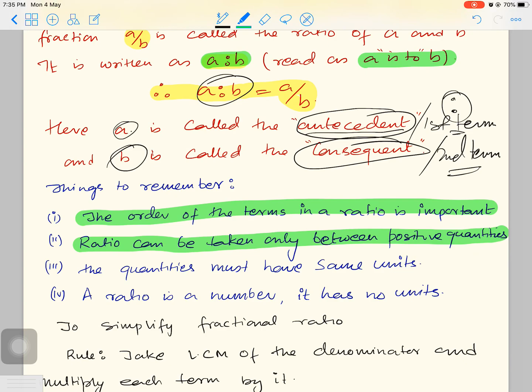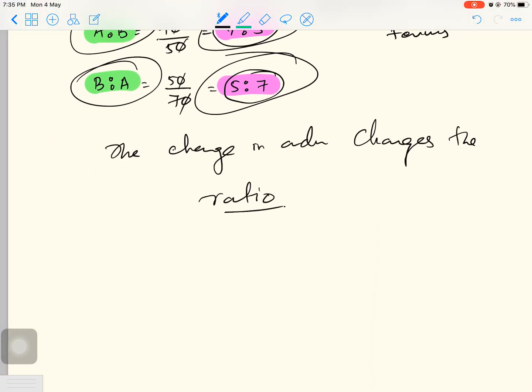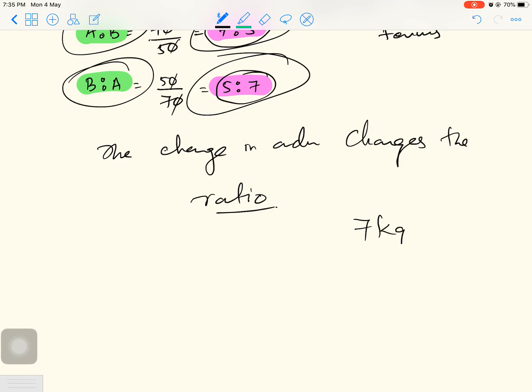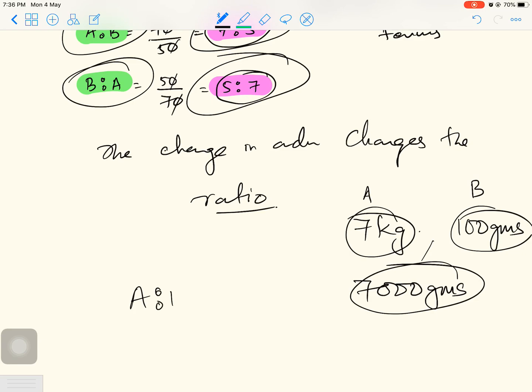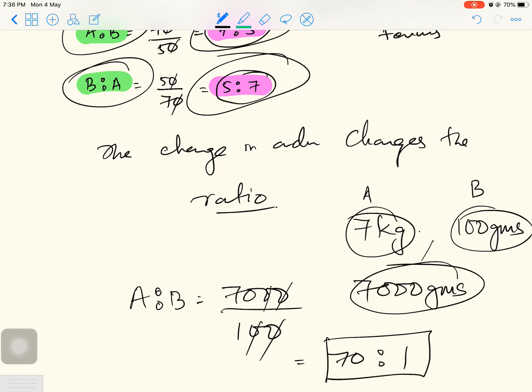The third one, the quantities must have the same units. This is very important, same units. Let me show you here. If the weight of A is 7 kg and the weight of B is, let's say, 100 grams, then you have to convert 7 kg into 7,000 grams. Both are in grams only, then you can take the ratio. Now A is to B will be how much? It will be 7,000 divided by 100, and that cancels, and it is 70:1. You can say the ratio is 70:1.